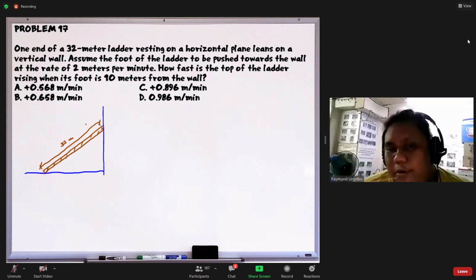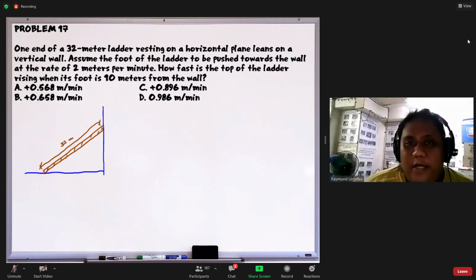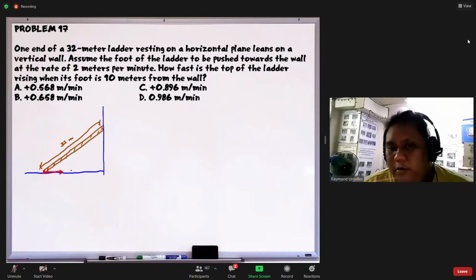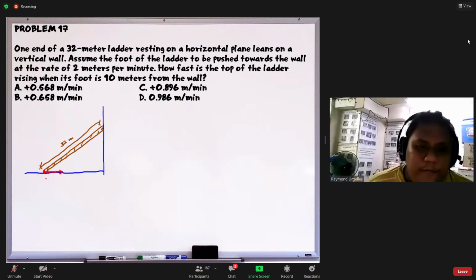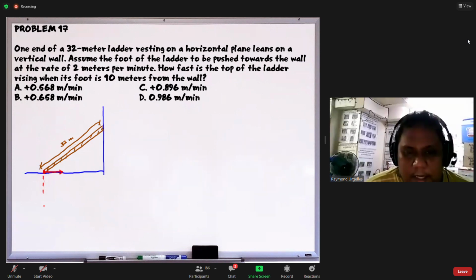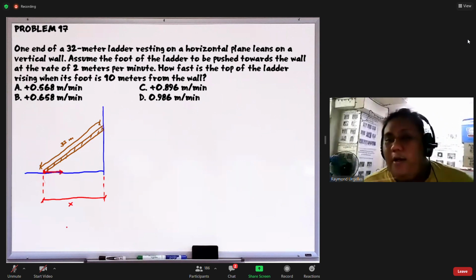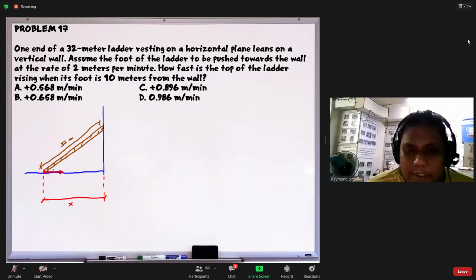So therefore, kung pinupush natin to, sabi dyan, assume the foot of the ladder to be pushed towards the wall, diba? So ibig sabihin, itong foot ng ladder, pinupush daw siya towards the wall. So tinutulak natin siya in this case, diba? So therefore, this is the initial position of the foot of the ladder natin. Okay? Okay ba? So let's consider this or tawagin natin to as X.